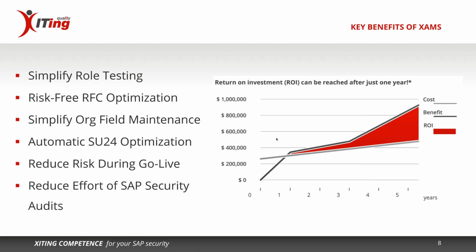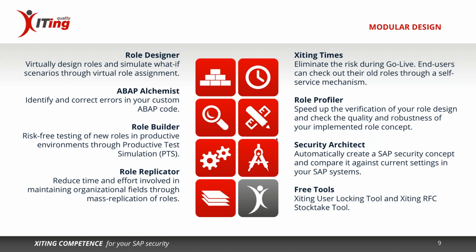And all with the goal of having a return on investment that's reachable at about one year, and everything after that you basically save more money than what you spent on implementing some of the suggestions that I'm going to tell you, and we're going to tell you. But let's jump into the 7 core modules of the XAMS, and then let's see how they look and work in our demo system here.